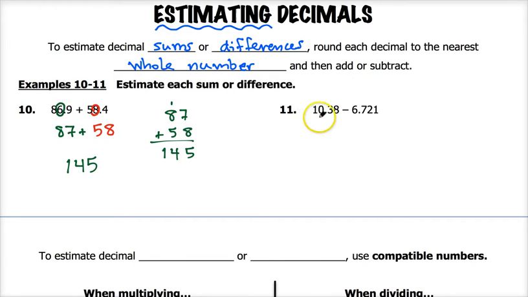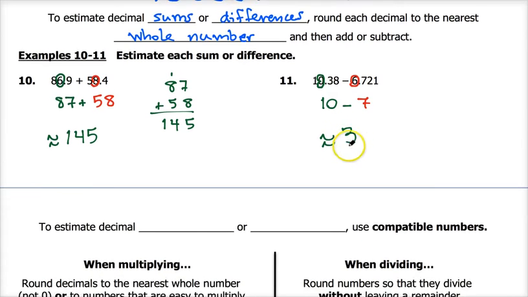For number 11, we have 10.38. If I round this to the nearest whole, it just rounds to 10. And if I round 6.7 to the nearest whole number, look to the right of 6, we need to add 1 to 6, so this becomes 7. So this is like 10 minus 7, so an estimation of this would be 3. Sometimes you'll see me use this squiggly equal sign. We've used that before when we were talking about estimating square roots, and so that just means is approximately 145 and is approximately 3. So we sometimes use that symbol when we're estimating.